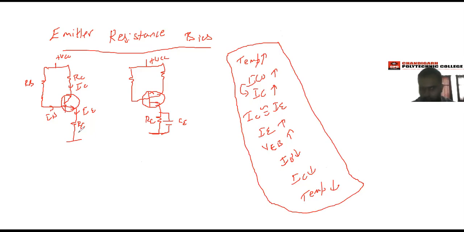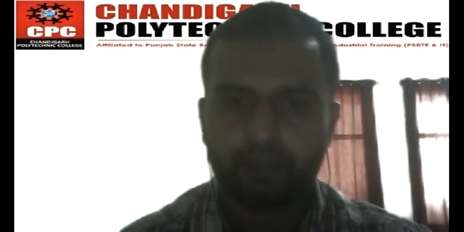But there are some problems. When VBE increases, it reduces the input voltage, which we apply to amplify the signal. That's why we are using a capacitor in parallel with RE. So that reduces the effect of negative feedback. This is emitter resistor biasing. In the next lecture, we will discuss self biasing. Okay. Thank you.